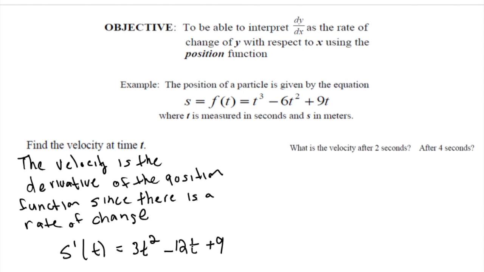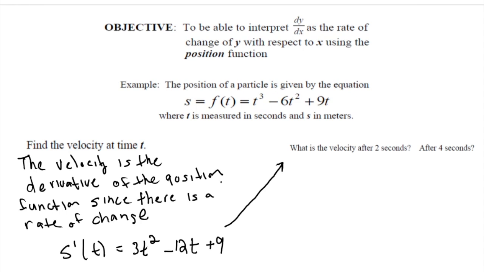Now we can use the derivative to calculate the velocity after a certain amount of time. For example, what is the velocity after 2 seconds, then after 4 seconds? All we're going to do is substitute the 2 in for every t and get the number, and then substitute the 4 in for every t and get that number.